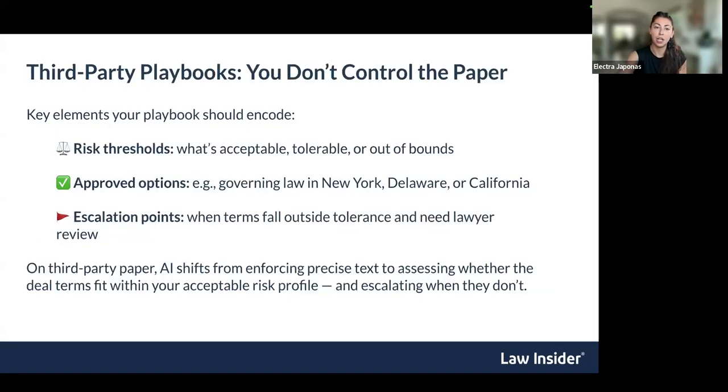And that's very different to if you're reviewing a third-party agreement using a third-party playbook, where you might be telling it what's acceptable, what's tolerable or out of bounds. You're not being as prescriptive. You're giving it boundaries, but you're not being prescriptive about the language. So approved options, you might have, governing law is New York, Delaware, or California. You don't necessarily care about how that's expressed in a third-party agreement. You can't start being prescriptive about how the governing law is expressed.